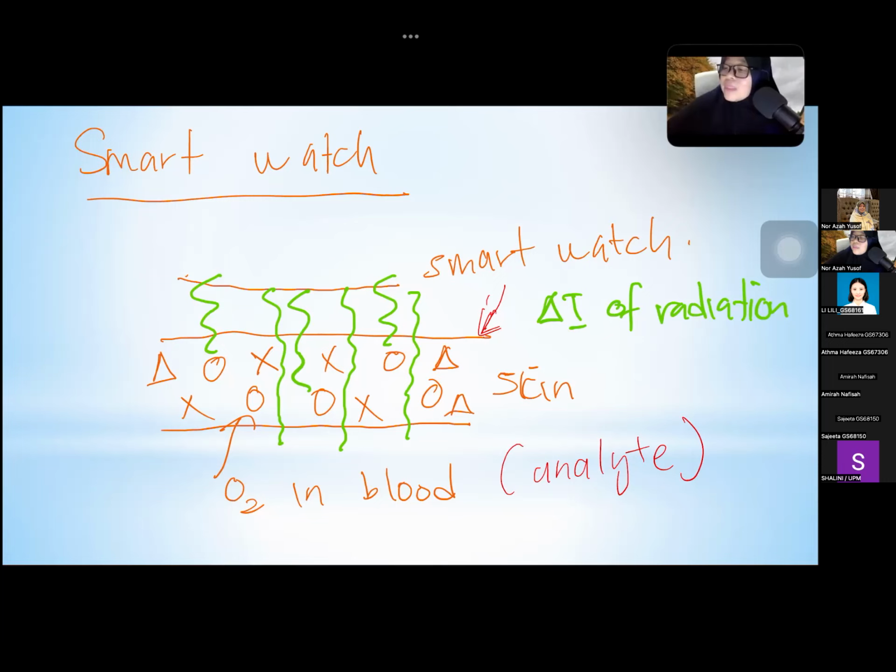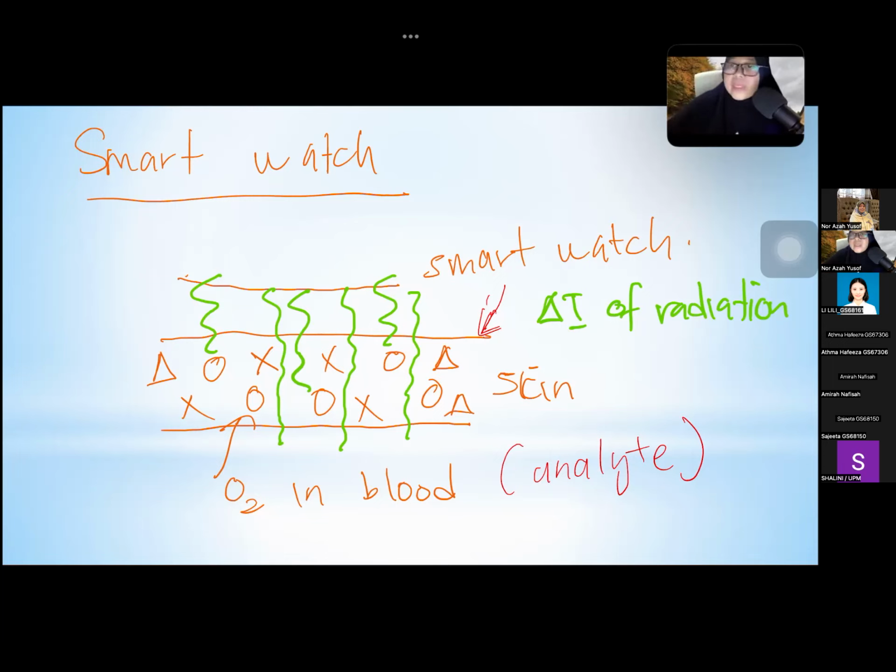Now, how does the watch detect the level of oxygen? You have this green one, which is the electromagnetic radiation. I don't know what kind of radiation they are using; that is their trade secret. When you wear the smartwatch and it comes into close proximity with your skin, I don't know how close it has to be, or whether it has to touch your skin, I'm not so sure about their technology, but there is a radiation of a certain electromagnetic wave that goes through your skin.